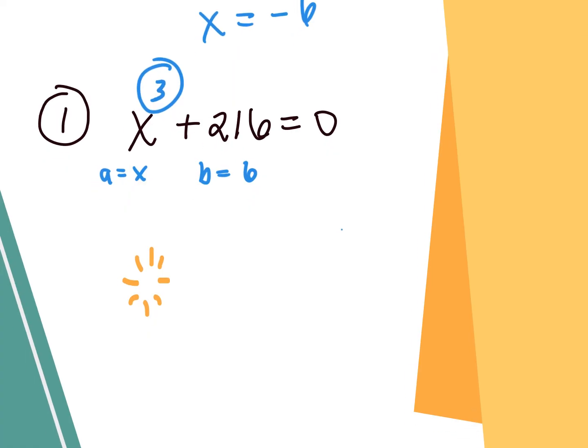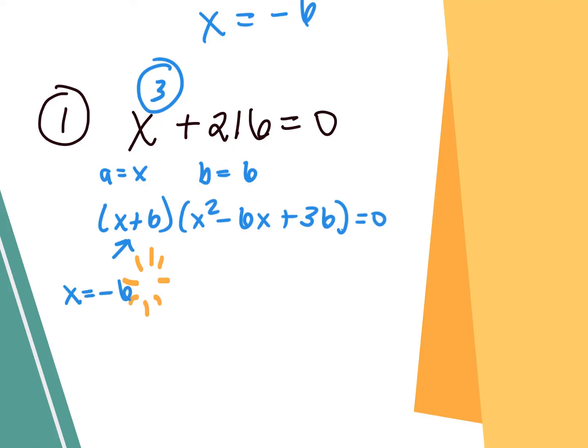So your perfect cube pattern is x plus 6, and then what? X squared minus 6x plus 36 equals 0. So this right here is where you get your x equals negative 6, your real answer. Can you factor this? No. You cannot factor that. So you have to use the quadratic formula. And Caputi, what happens when you use the quadratic formula here? You get your imaginary solutions. There's 2 imaginaries hidden in here.